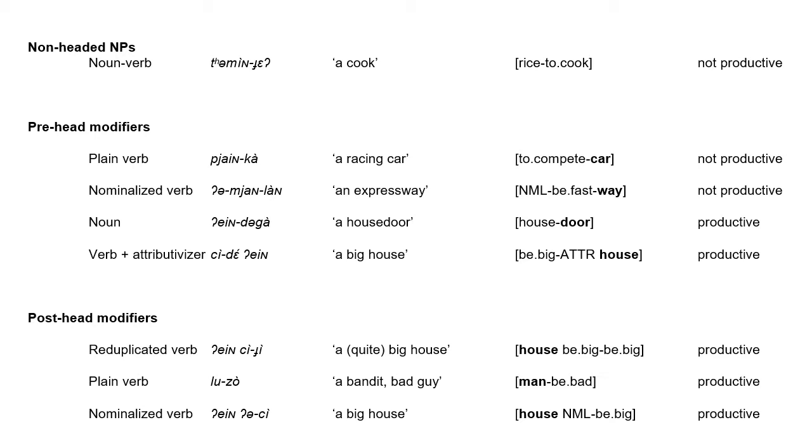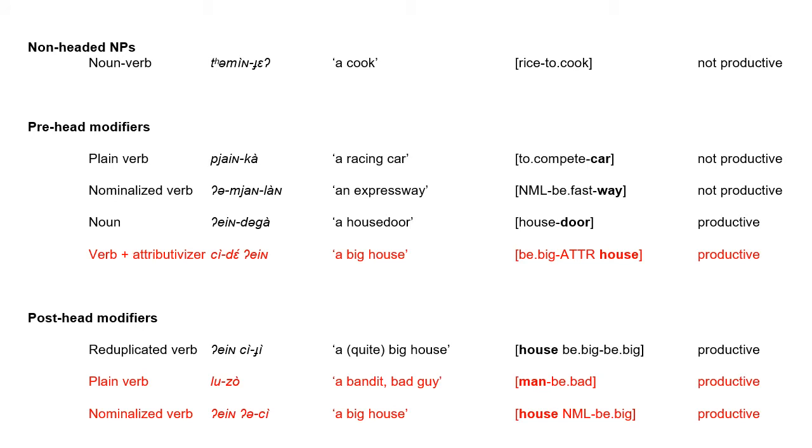Then, maybe a bit unexpectedly, you also get post-head modifiers, modifiers that stand after the nominal head. And here we get three basic kinds. We get reduplicated verbs like AGG, a rather big house, a quite big house. You can have a plain verb as a modifier, as in Luzhu, a bad guy. Or you can have a nominalized verb as a modifier, like in AG, a big house, which consists of the nominalized verb G with the nominalizing prefix a.